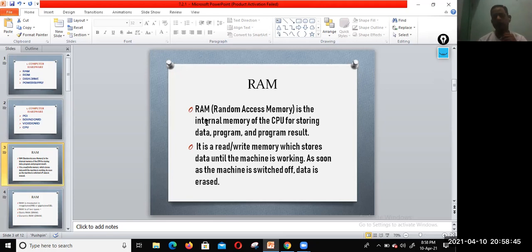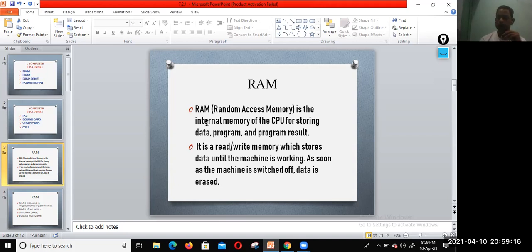RAM stands for random access memory and is the internal memory of the CPU for storing data, programs and program results. It is the read-write memory which stores data until the machine is working. As soon as the machine is switched off, data is erased.